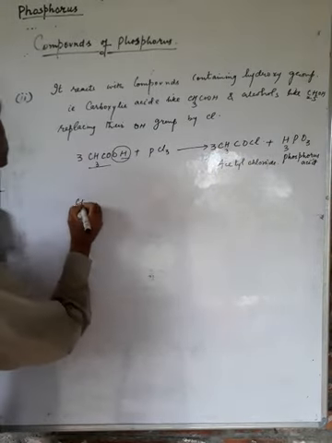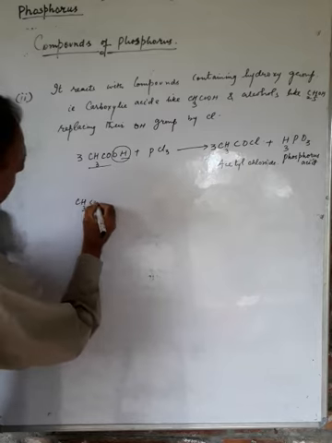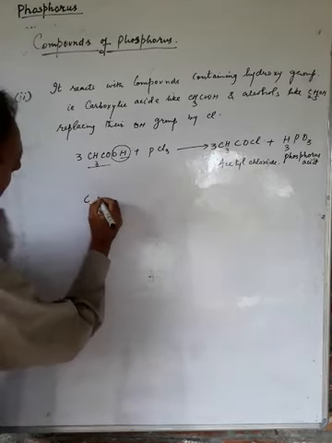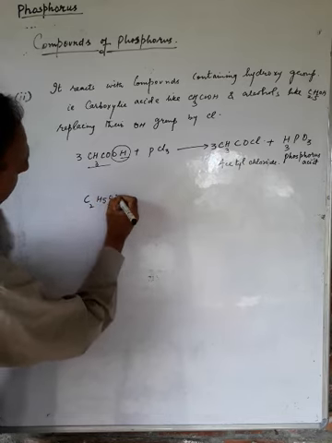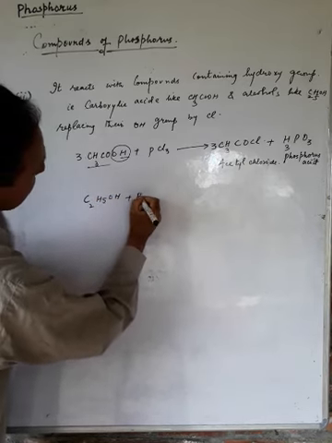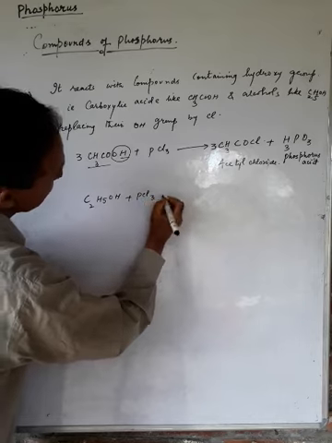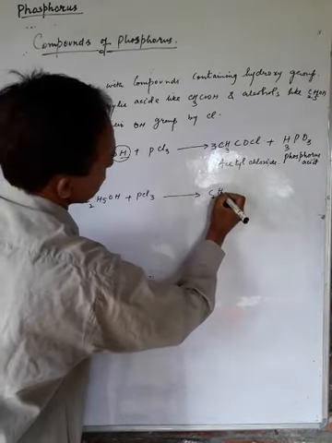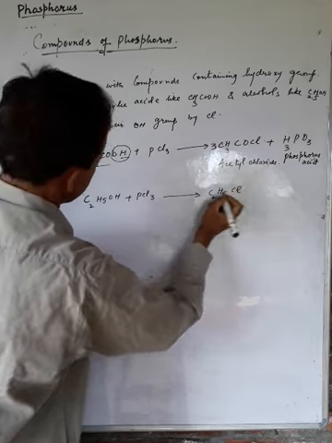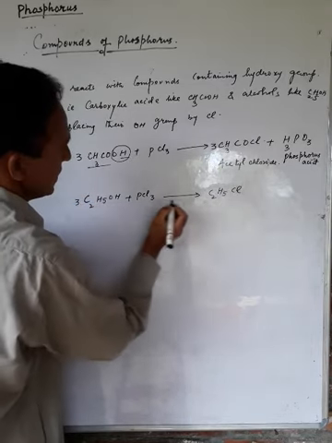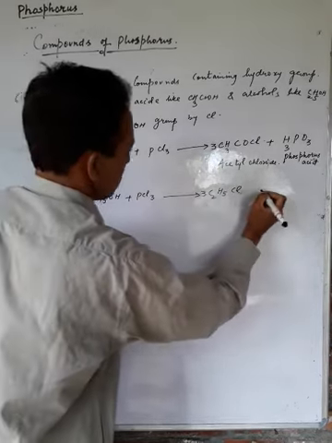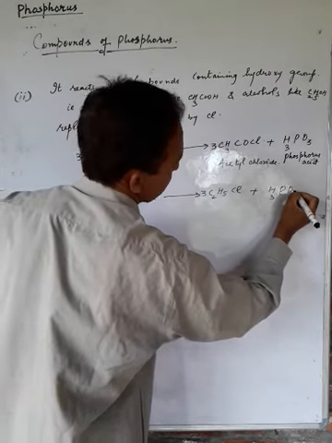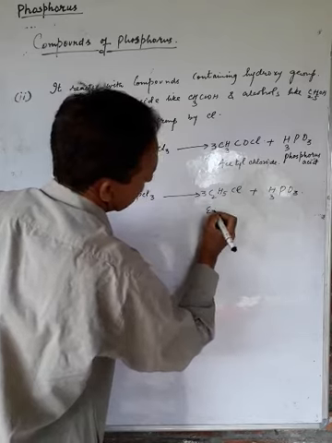Again with C2H5OH plus PCl3, phosphorus trichloride, it forms C2H5Cl 3 times plus H3PO3. This is ethyl chloride.